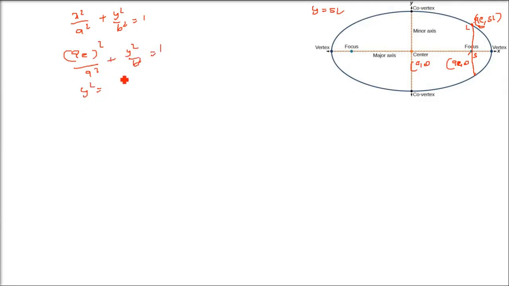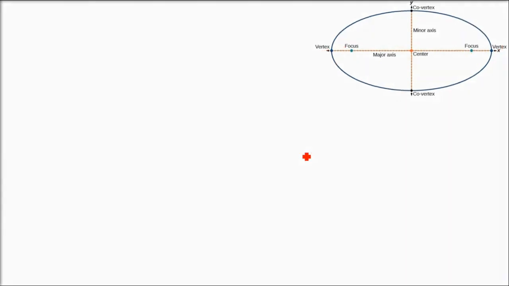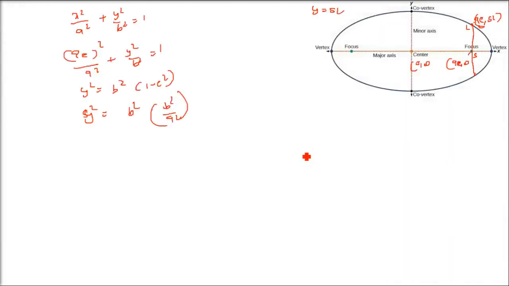So what do you get? y square, I'm just rearranging it. y square will be equal to b square into 1 minus e square. And this y square will be b square by a square into 1 minus e square, because we already saw b square equals a square into 1 minus e square. So 1 minus e square you can write as b square by a square.